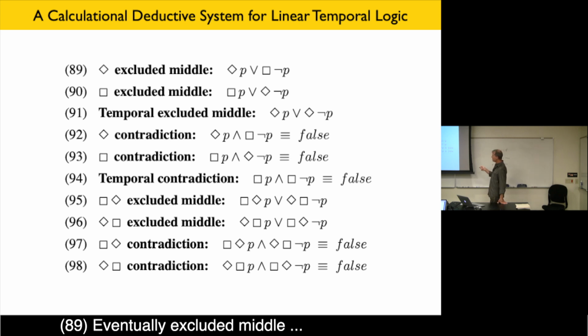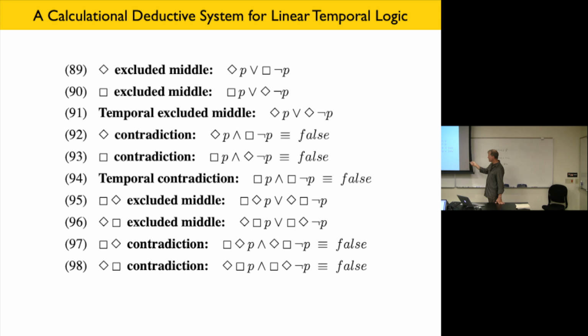This 69, temporal excluded middle. Now, what is our excluded middle that we're familiar with? P or not P. But now, what is the temporal excluded middle? Eventually P. So either you have eventually P, or you have always not P. Yeah, it makes sense? And what's interesting is this one appeared in the literature a lot, and we didn't.